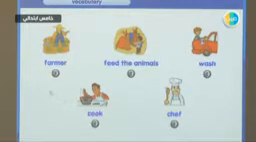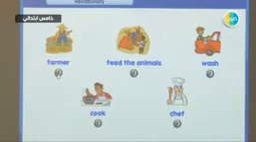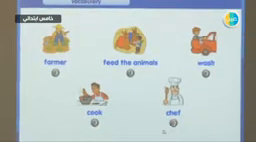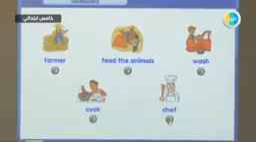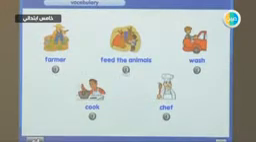Okay. Now, if you can see these pictures, in these pictures we have more jobs. This is a farmer. Farmer. Very good. And this is chef. Chef. Very good. Now the farmer feeds the animals.